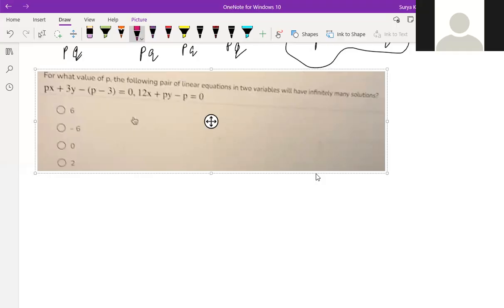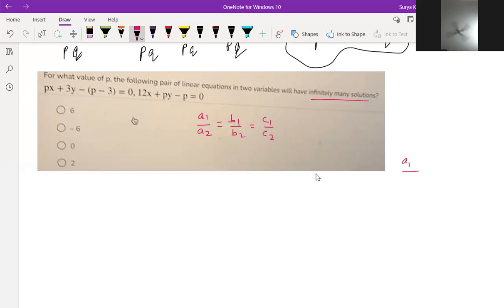You should write infinitely many solutions. You know what is the condition for infinitely many solutions? Yes, sir. A1 by A2 is equal to B1 by B2 is equal to C1 by C2. You know that? No, sir. Okay, read only three formulas here. If A1 by A2 is not equal to B1 by B2, this is for only one solution, or intersecting lines. Remember this. Okay, sir. Only one solution will be there. If A1 by A2 is not equal to B1 by B2, then one solution will come and intersecting lines.